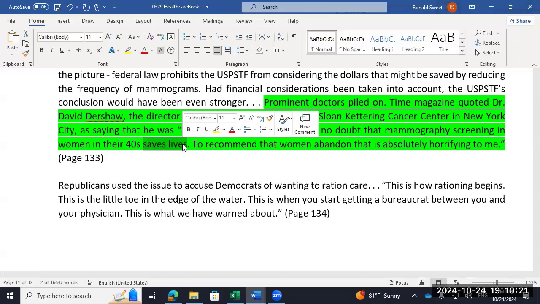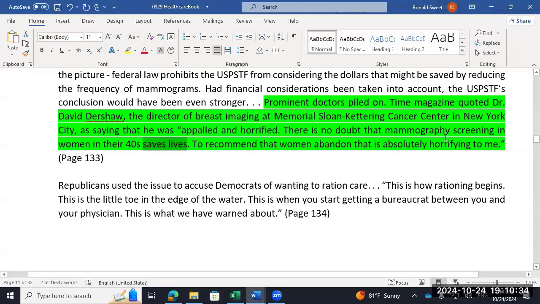So if you save 1 out of 1 billion lives, but you harm 3, that's the question to be asking. I'm always asking, does it save lives? Yeah, it obviously saves lives. Okay, but how many does it harm? How many does it kill? To recommend that women abandon that is absolutely horrifying to me.